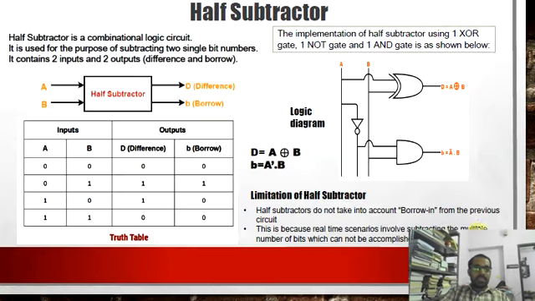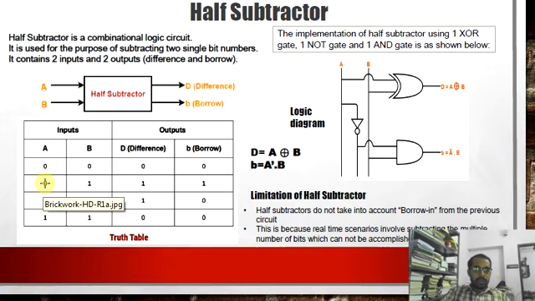So as explained earlier, a half subtractor is a combinational logic circuit used to subtract two single bit numbers. So here A and B are two single bit numbers, and you get the difference as well as borrow. So this is the truth table. In order to see the logic gates, the logic diagram of this particular block, we need to consider the corresponding truth table. These are the inputs A, B. If you are subtracting 0 from 0, difference is 0, borrow is also 0.